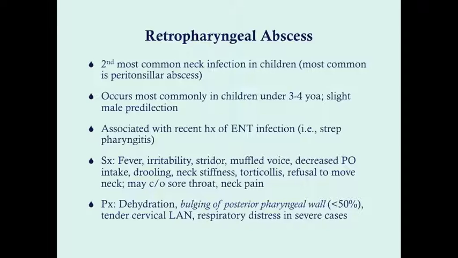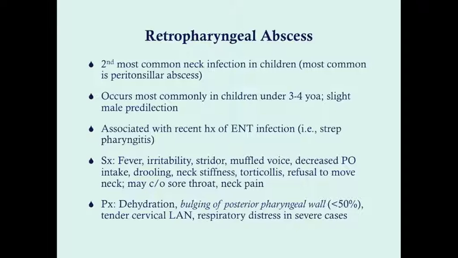So why does it occur more commonly in children under 3 to 4 years of age? The answer is that this comes from a destruction of the lymph nodes that exist behind the pharynx. Those are called retropharyngeal nodes, and they tend to involute around 5 years of age. Because adults don't have those nodes, we tend to not get this kind of infection.